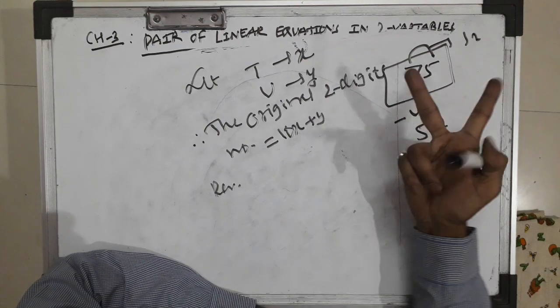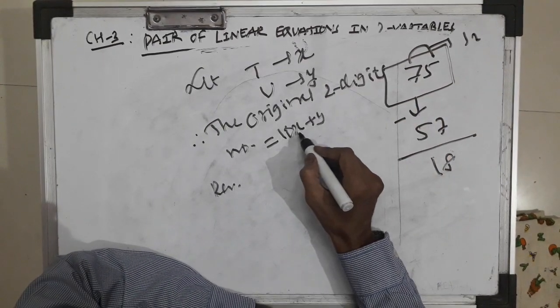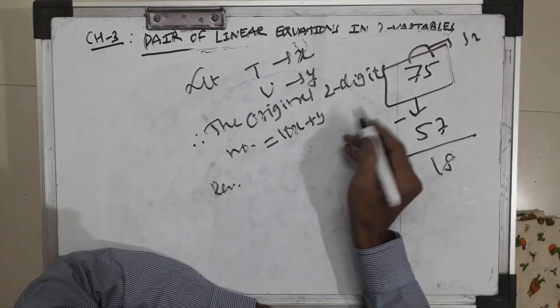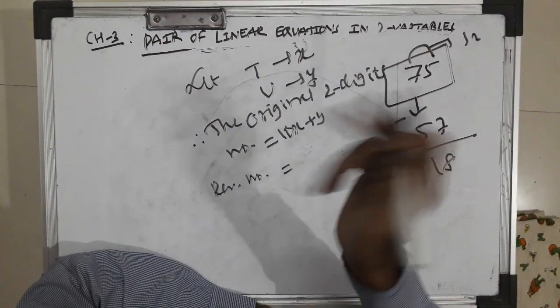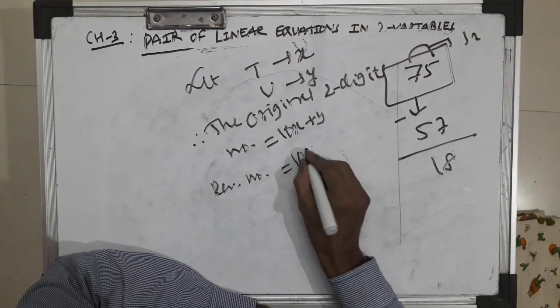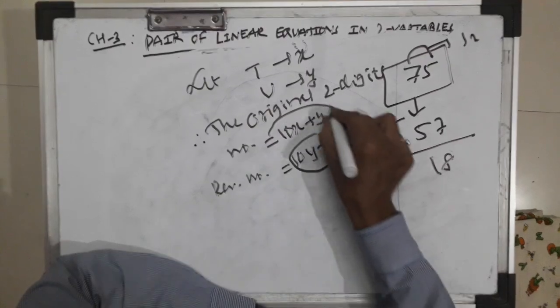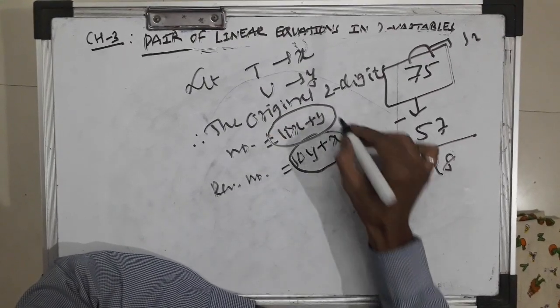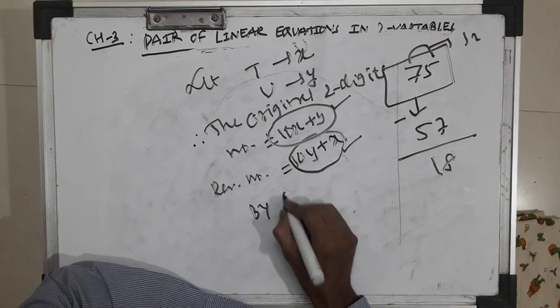Now the reverse number. Reverse number means after interchanging the digits. Instead of x you replace it by y, and y by x. The number obtained after reversing the digits is 10y plus x. This is the 2-digit number. This is also 2-digit, but this is the reverse number. This is the original number. Now we'll see the question by the first condition.